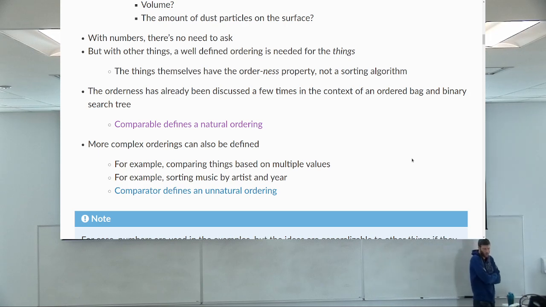But the sorting algorithms don't define the ordering. More complex orderings can be defined, like you're currently doing in assignment 4 with that comparator thing, right? It's a little bit more complex than just less than or equal to. There's a lot of rules and whatever.